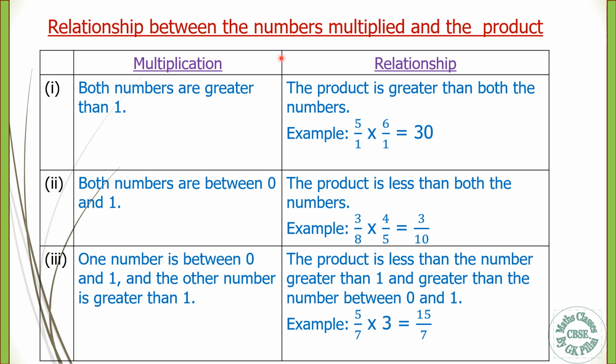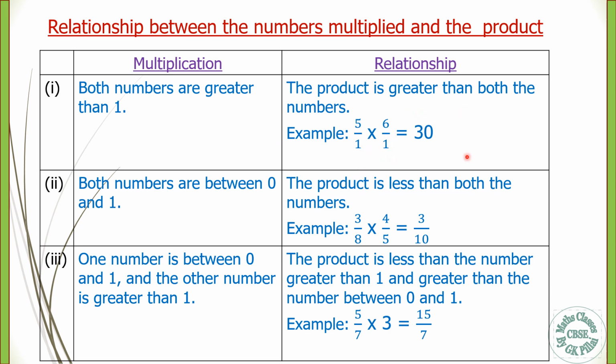The relationship between the numbers multiplied and the product. Numbers include natural numbers and also fractions. We are discussing it in two columns, multiplication and relationship. Both the numbers are greater than 1. This we have been doing. These are the natural numbers. The product is greater than both the numbers.